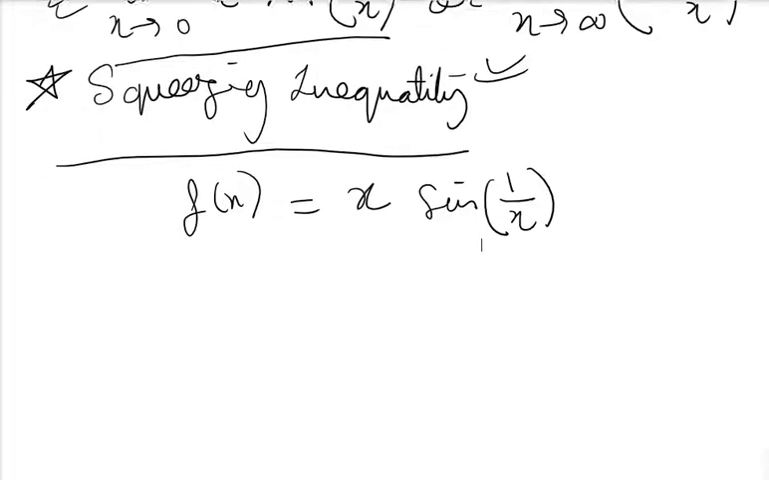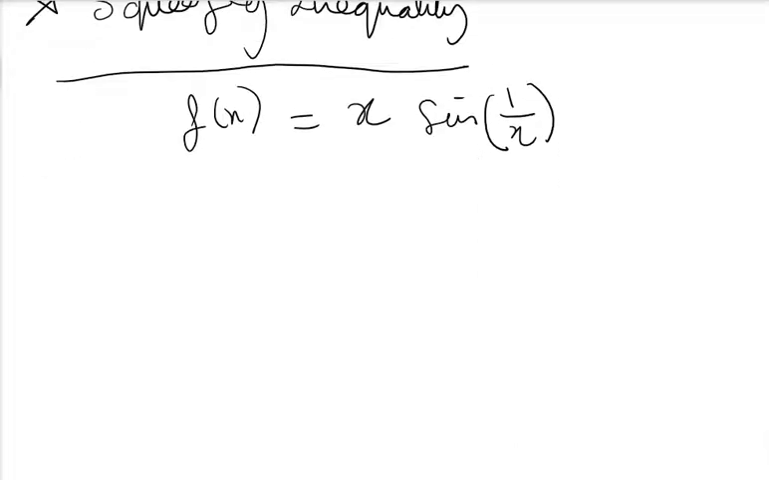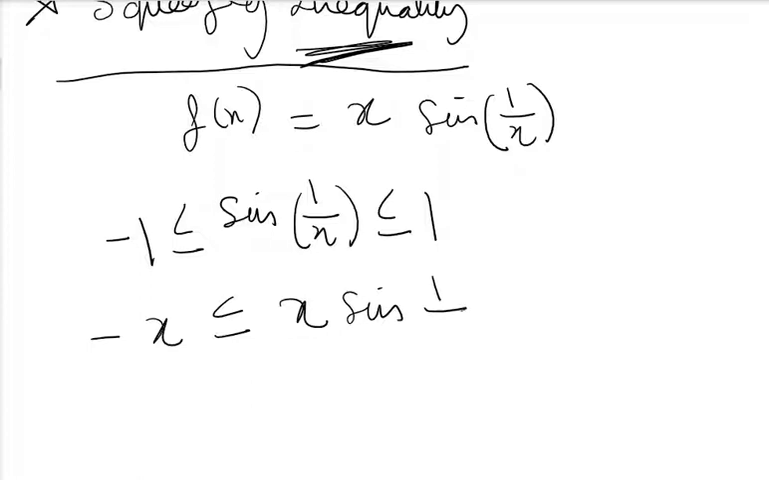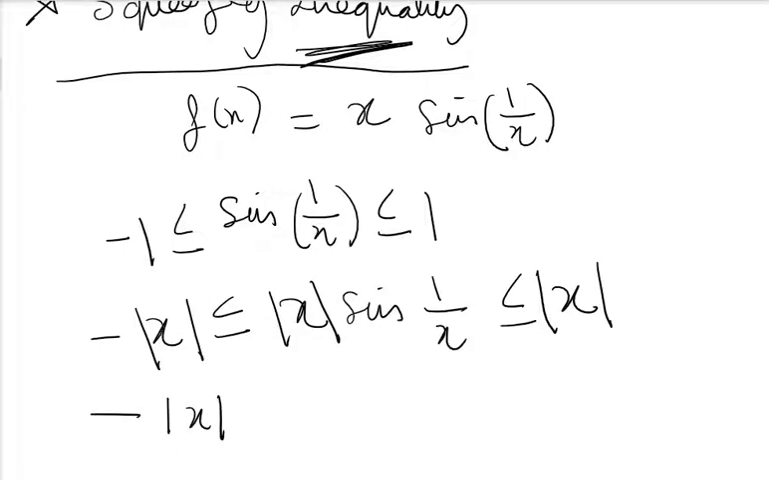What we need to understand here is that sine 1 by x is less than or equal to 1 and greater than or equal to minus 1. That is the reason why it has the name inequality, because we have to start from here. Suppose I multiply an x here, and I multiply an x here, and I multiply an x here. Then we get mod x, so you can write minus mod x less than or equal to x sine 1 by x less than or equal to mod x.